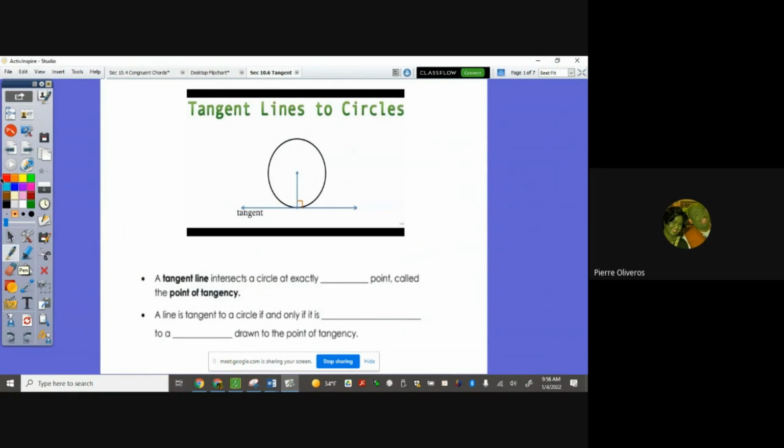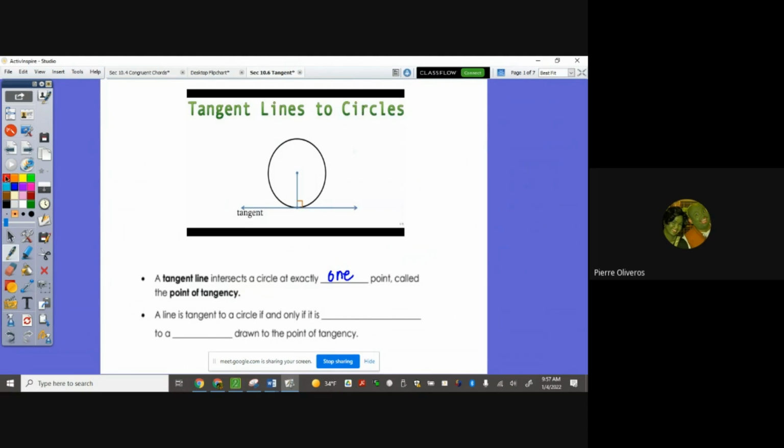Today we're going to learn about tangent lines to circles. What is a tangent line? A tangent line intersects a circle at exactly one point. And this point is called the point of tangency.